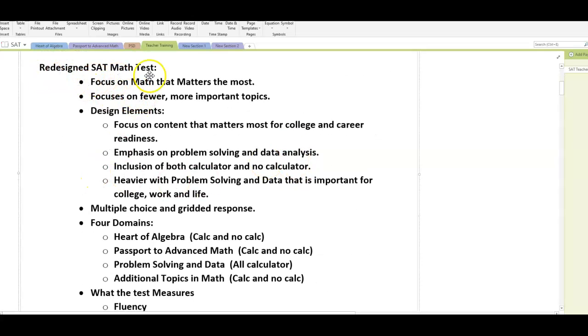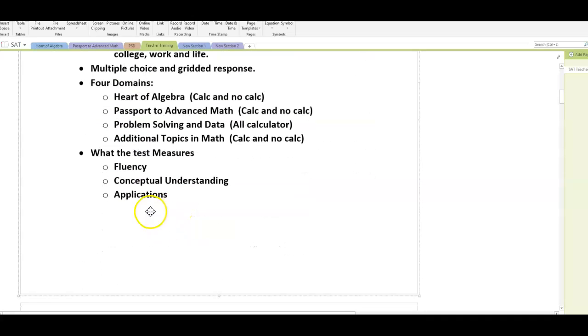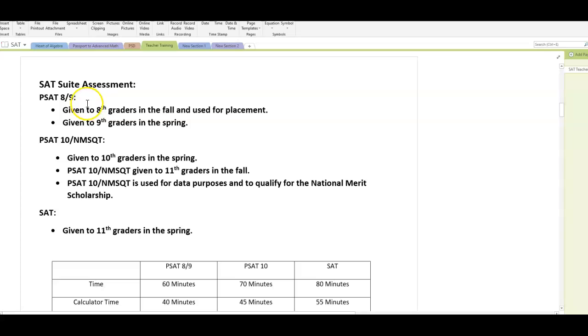But then how they redesigned it, where their focus was, the elements, how they test multiple choice and graded response, and then eventually the 4 domains. Okay. Then we talked about the SAT assessment suite, right? What is the difference between the test that's given to the PSAT 8 students in the fall of their 8th grade year to the difference between the PSAT 10 and the SAT itself?